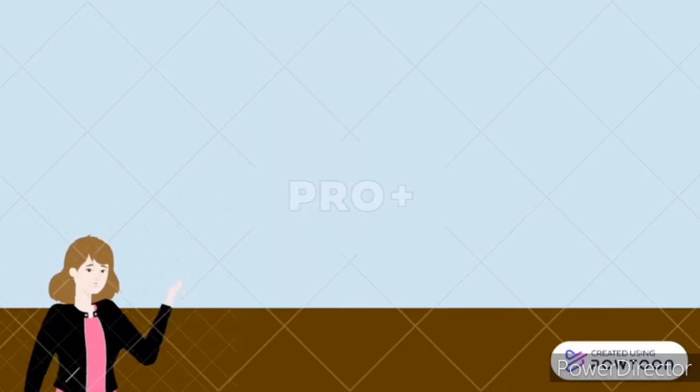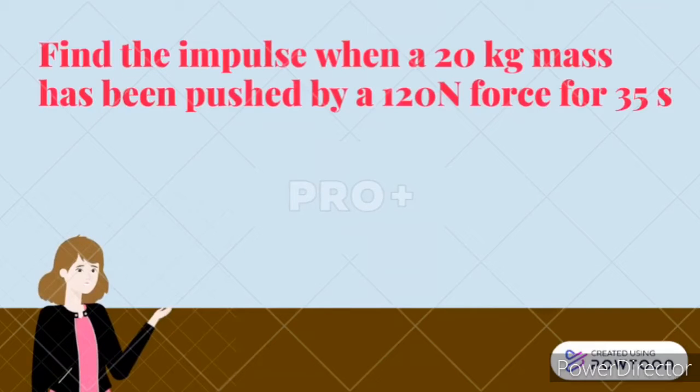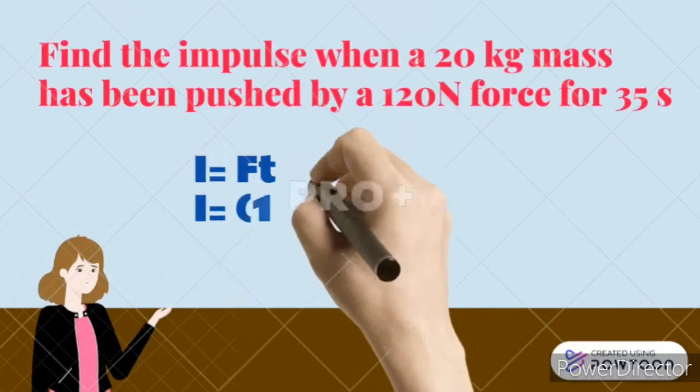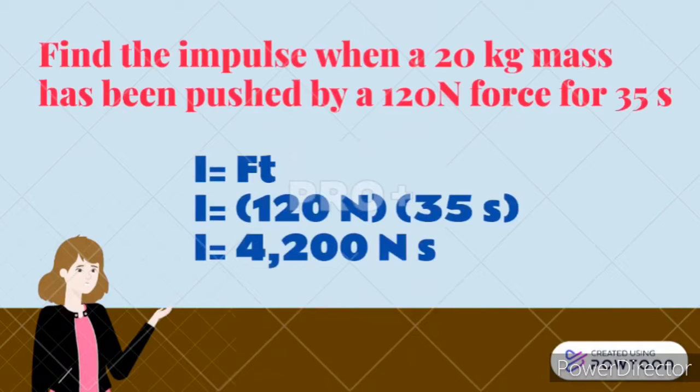Let's take a look at this example. Find the impulse when a 20 kilogram mass has been pushed by a 120 Newton force for 35 seconds. Using the formula I is equal to Ft, simply multiply 120 newtons to 35 seconds and you will get the impulse of 4,200 Newton second.